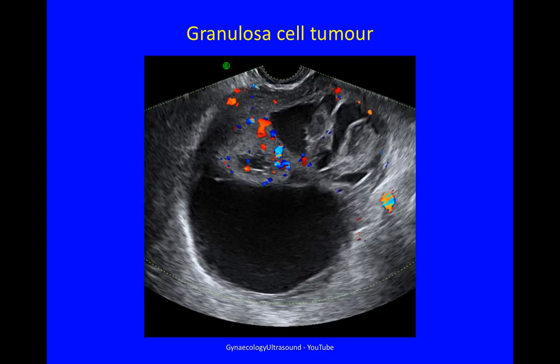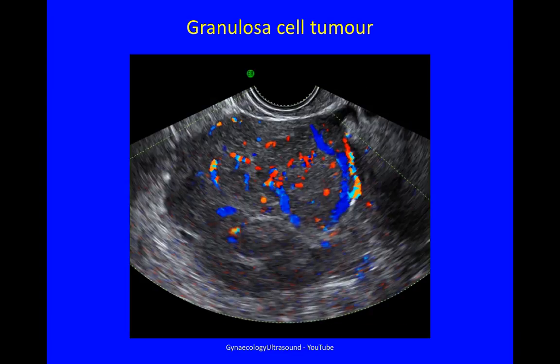This lesion is multilocular solid. It is multilocular, it has more than 1 locule, and it has solid material. So it's multilocular solid. And here the vascularity is moderate. This would give a colour score of 3. So it's multilocular solid with moderate vascularity.